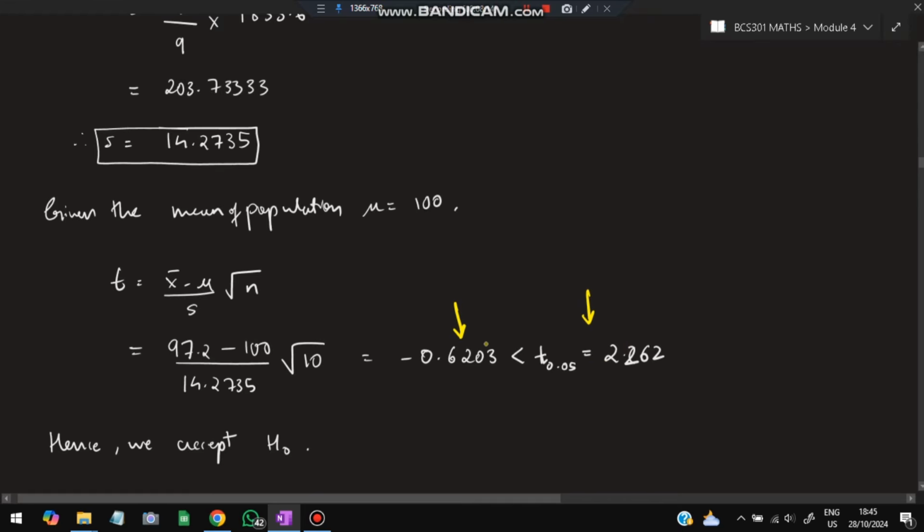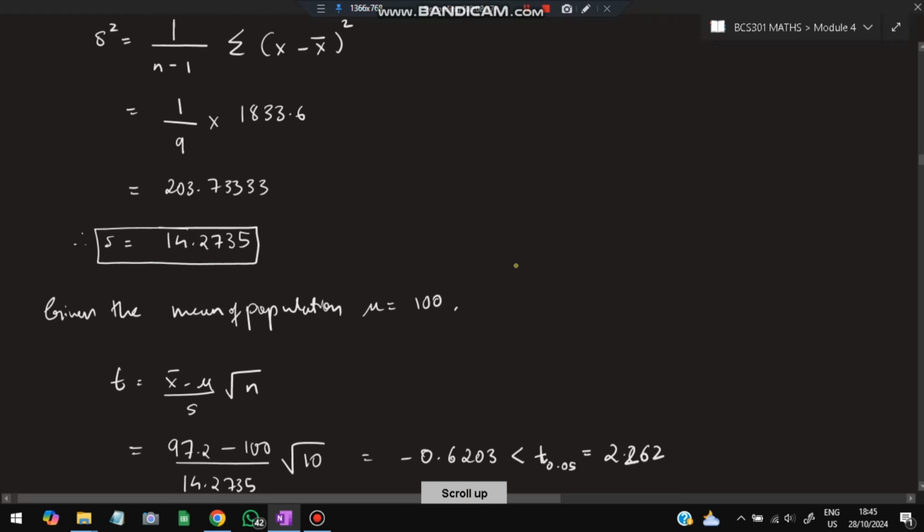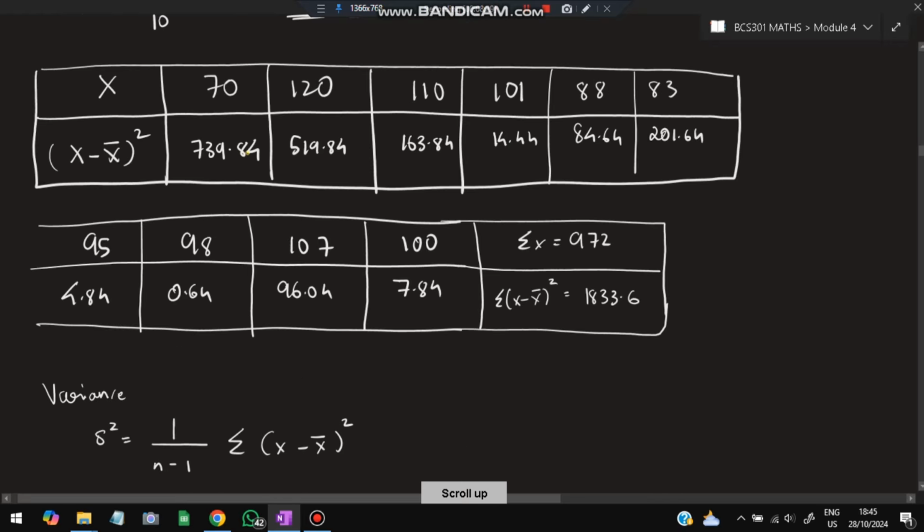Always remember, if the answer you got is less, then we accept the hypothesis. If the answer is more, we reject the hypothesis. In this case, answer is less, therefore we accept the hypothesis. Okay, this is how you calculate the student's t-test. The steps are the same for all the questions.